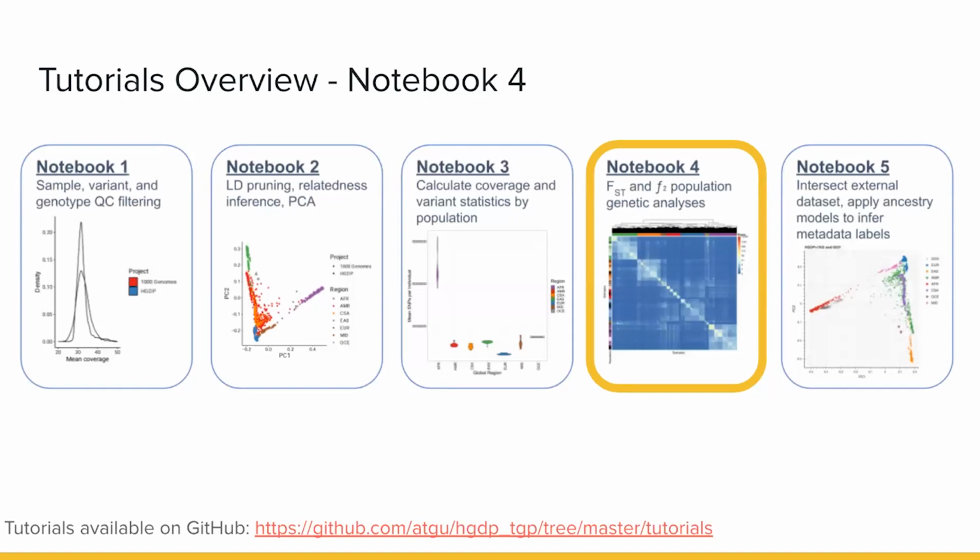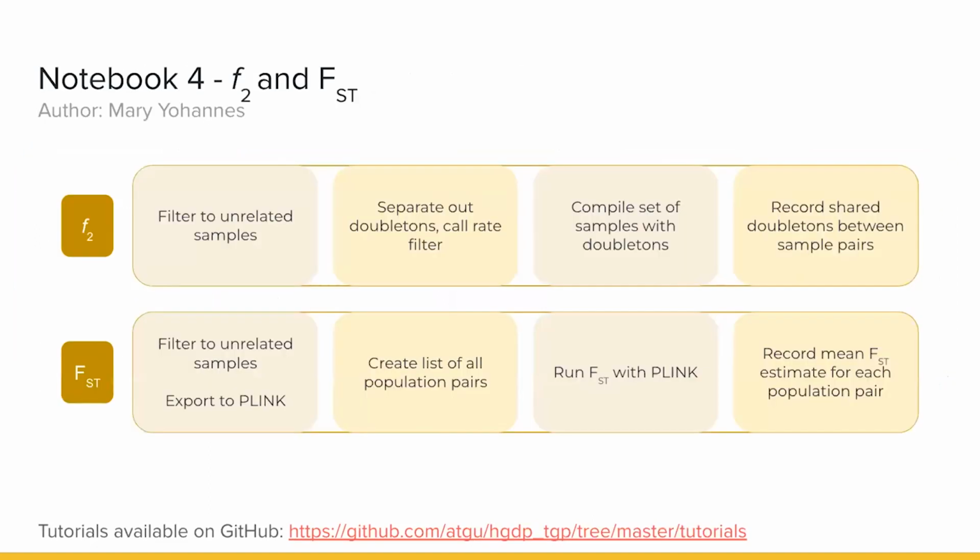And so now moving on to notebook 4. This notebook focused on F2 and FST and separated between those two metrics. So for F2, first we filtered to unrelated samples and then separated out the doubletons, ran a call rate filter, and then compiled a set of samples with the doubletons, and finally recorded the shared doubletons between sample pairs. For FST, we first again filtered to unrelated samples and then exported to Plink, then created a list of all population pairs. We ran FST using Plink, and then finally recorded the mean FST estimate for each population pair.